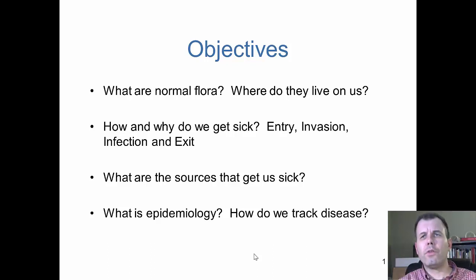Okay, so that's what we're going to be looking at for this chapter at least, and then once we get through this, we're going to be going on to the immune system and how we fight it.